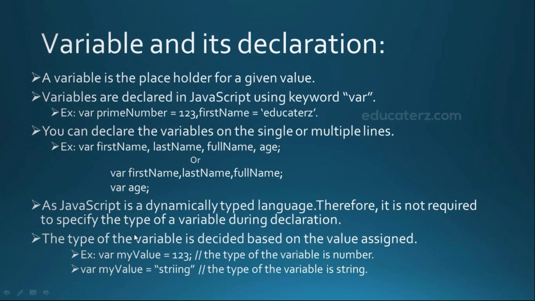As in this example, you can check that I declared the variable my value with the value 1, 2, 3. When I declare this variable with the value 1, 2, 3, the type of the variable is set as number. In the second example, when I declare the variable my value with a string value, the type of the variable becomes string.